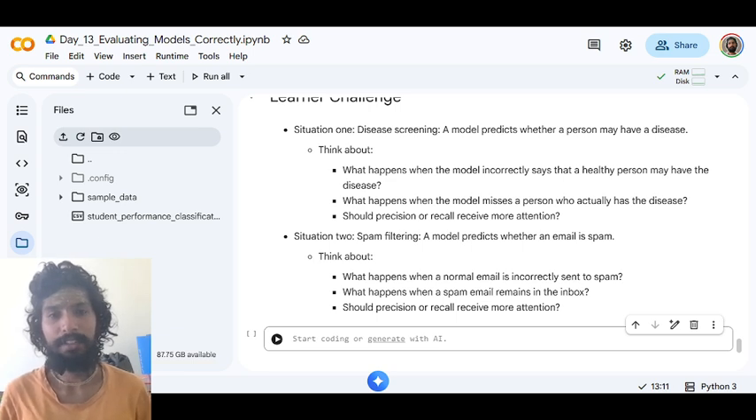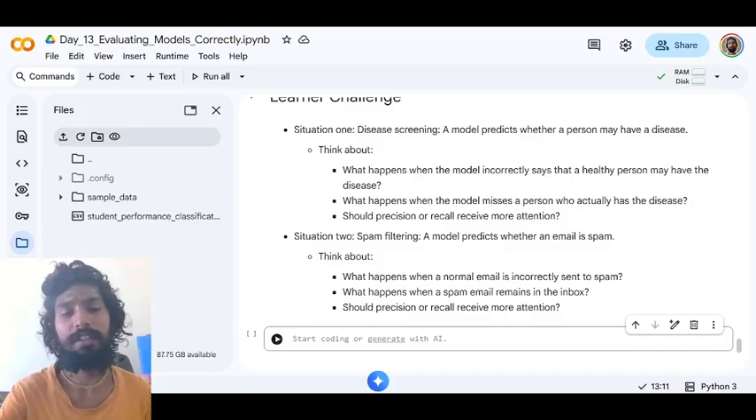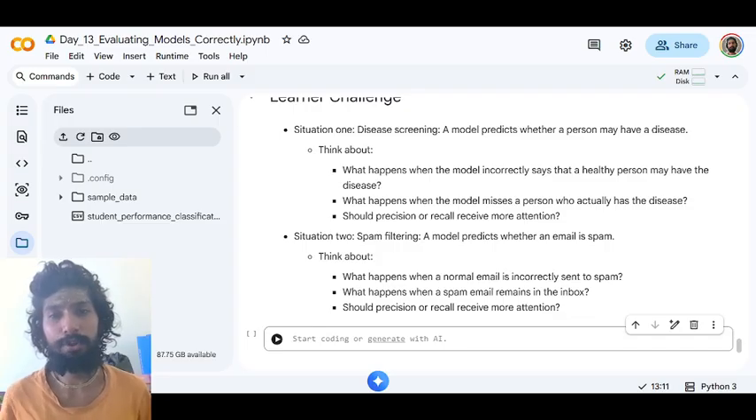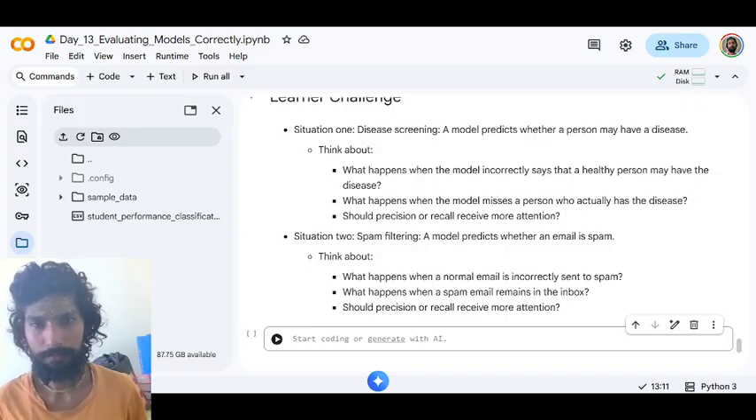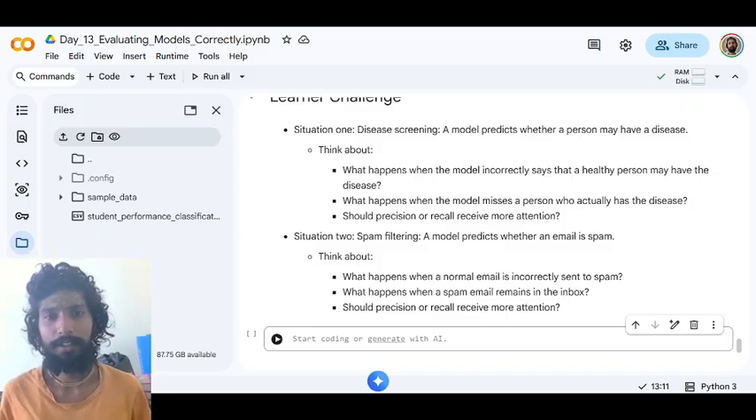Let us recap. Accuracy tells us how many total predictions were correct. Precision tells us how often positive predictions were correct. Recall tells us how many real positive cases were found. The F1 score balances precision and recall. The confusion matrix shows the four types of prediction outcomes. The majority class baseline helps us determine whether the trained model is better than a very simple strategy.